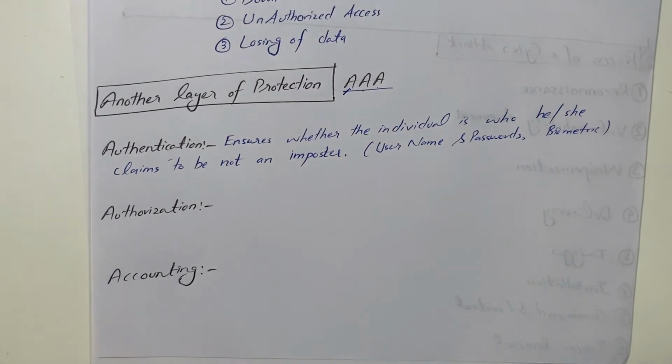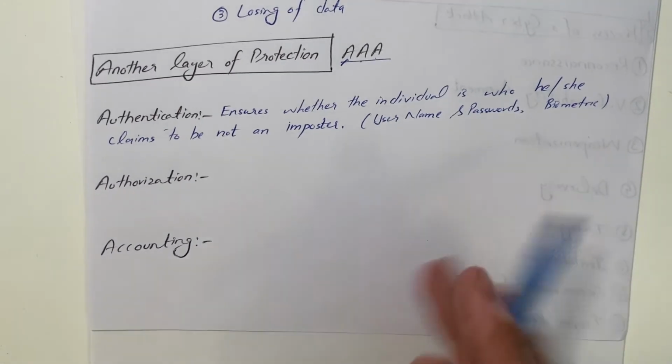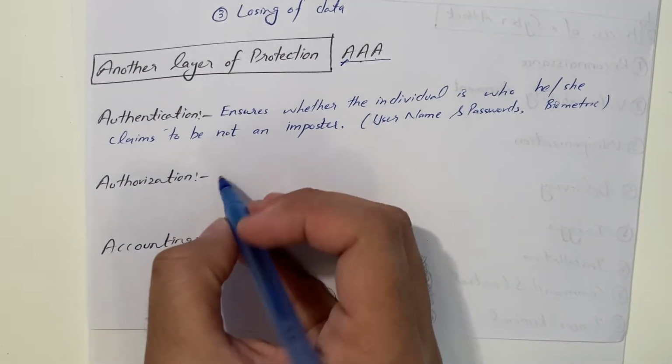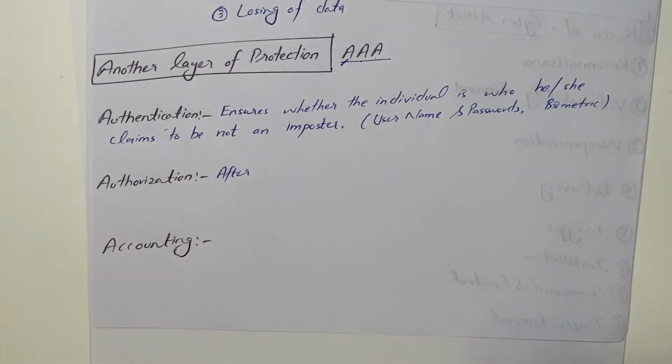Chapter 4 is about authentication. We'll discuss authentication in detail. So authentication ensures whether you are the same person you are claiming to be, not an imposter. And how we can do authentication by using username, password, biometrics, and all. So after successful authentication, the authorization phase actually comes.